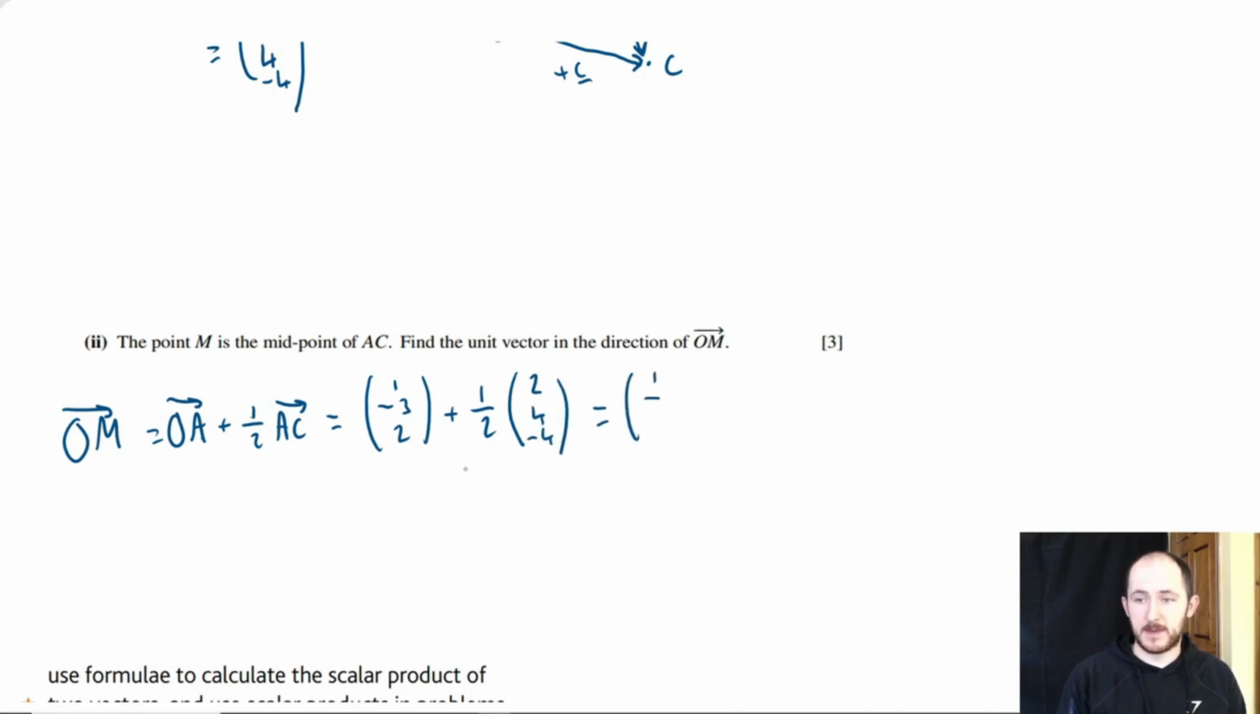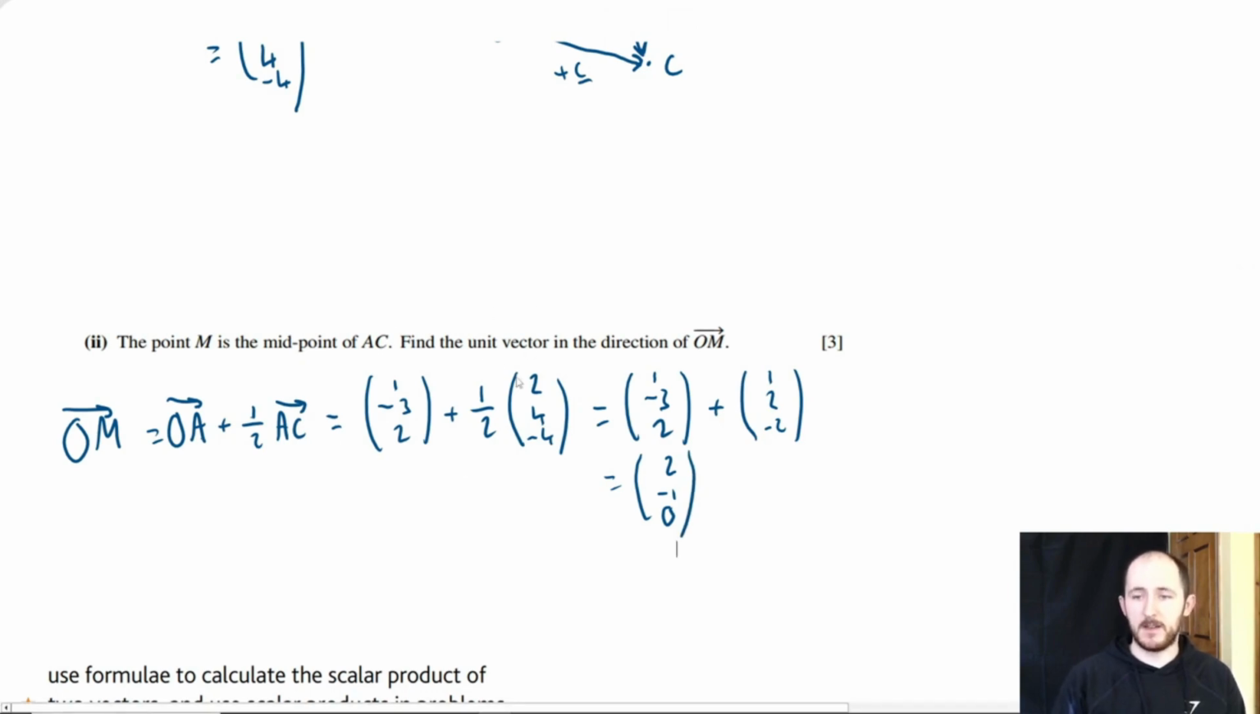But you can skip some of these steps, that's completely fine. I'm just making sure that everyone's okay. Halve each of these values, you get 1, 2, minus 2. So if I add those together, we get 1 plus 1, which is 2. Advanced maths. Minus 3 plus 2 is minus 1. 2 plus minus 2 is 0. So you don't leave it blank, you always put the 0 there.